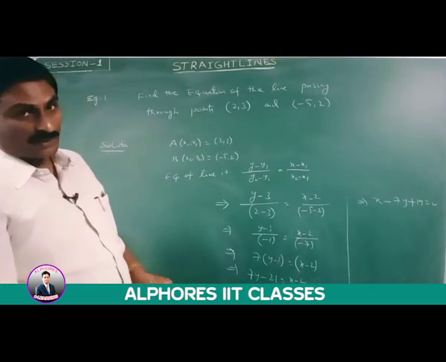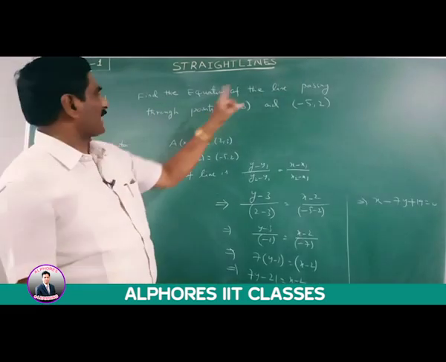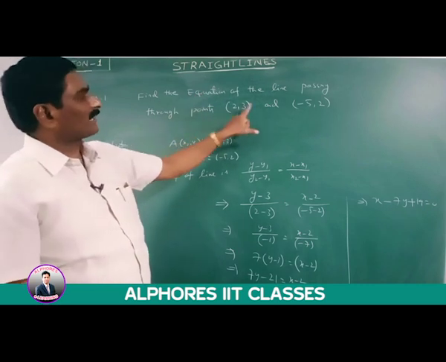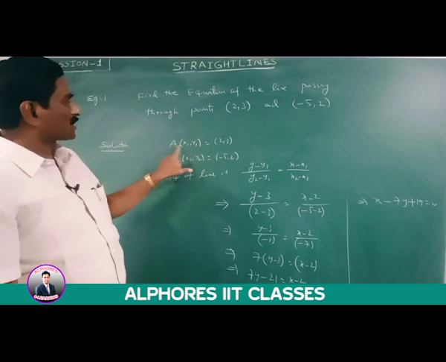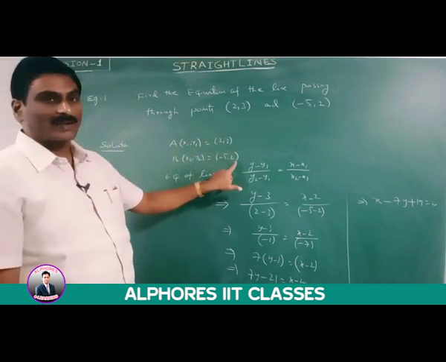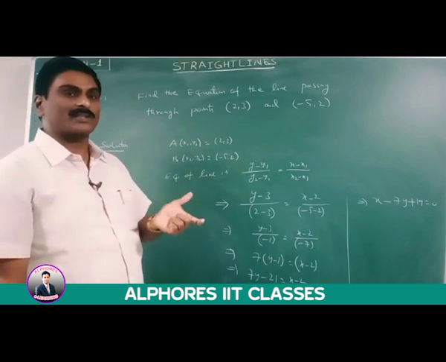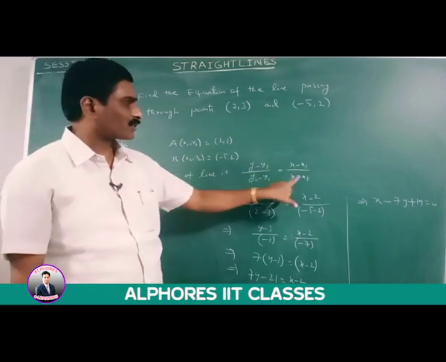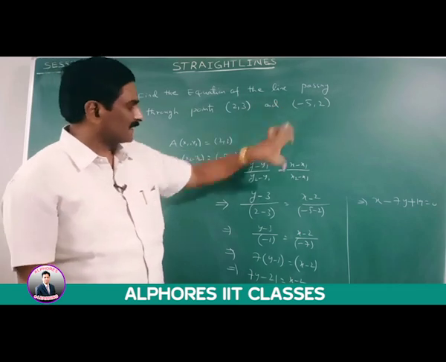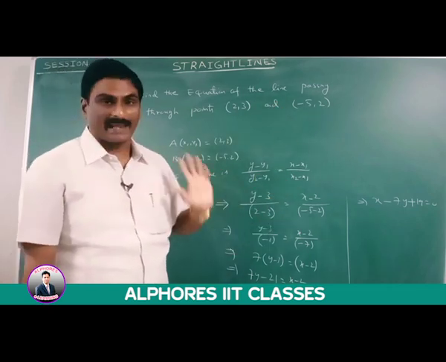Take one example. Find the equation of the line passing through the points (2, 3) and (minus 5, 2). Here the first point is (2, 3), and the second point is (minus 5, 2). If two points are given, what is the equation of the line? (y minus y1) by (y2 minus y1) is equal to (x minus x1) by (x2 minus x1). Substitute these points in this equation, and we get the equation of the line. Simplify this value.